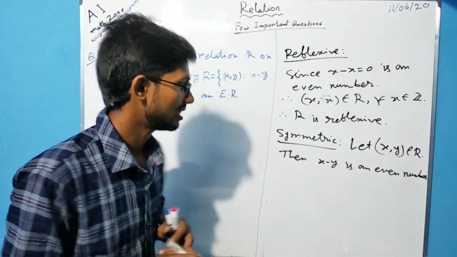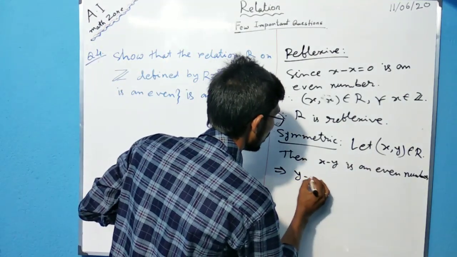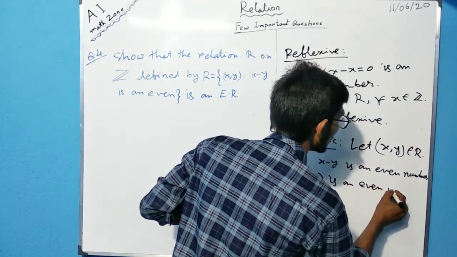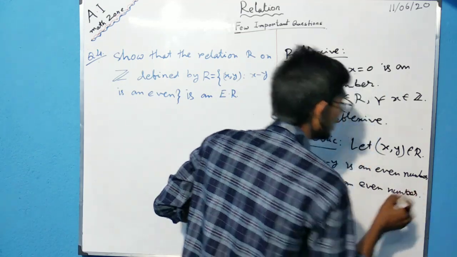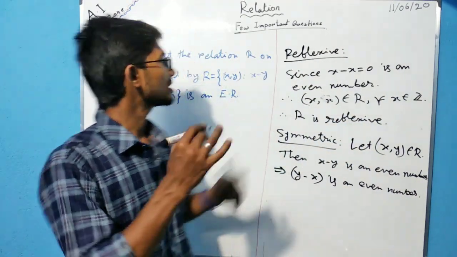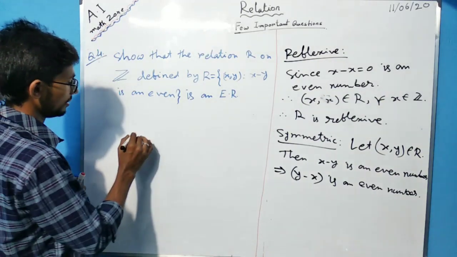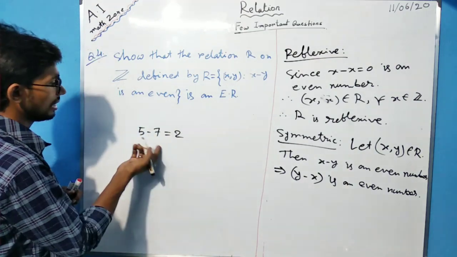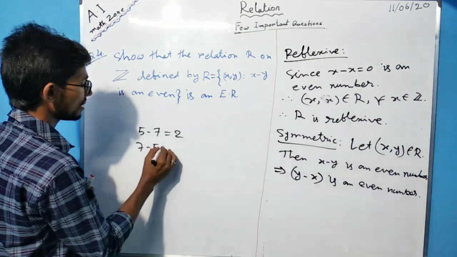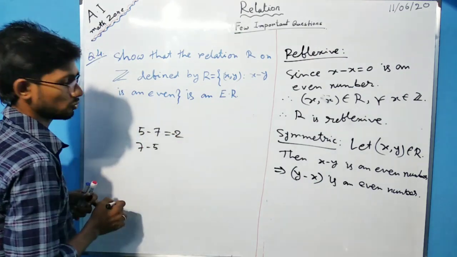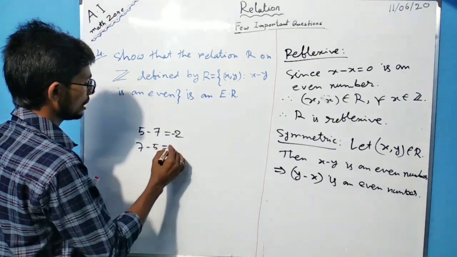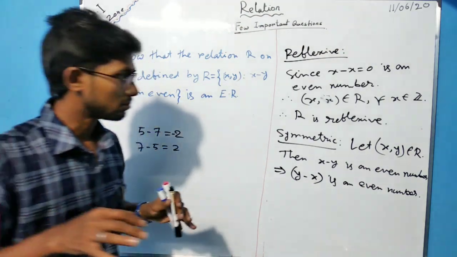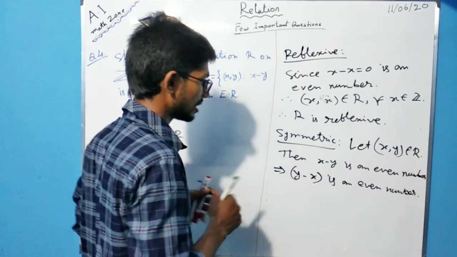is an even number, right? Implies that y minus x is an even number. अगर x minus y even number होता है तो हमेशा y minus x भी even number ही होता है. See here, 5 minus 7 equals to minus 2, an even number. अब चेंज कर दो, 7 minus 5, this is equals to 2, also an even number, right? That's why x minus y even number implies y minus x is also an even number.